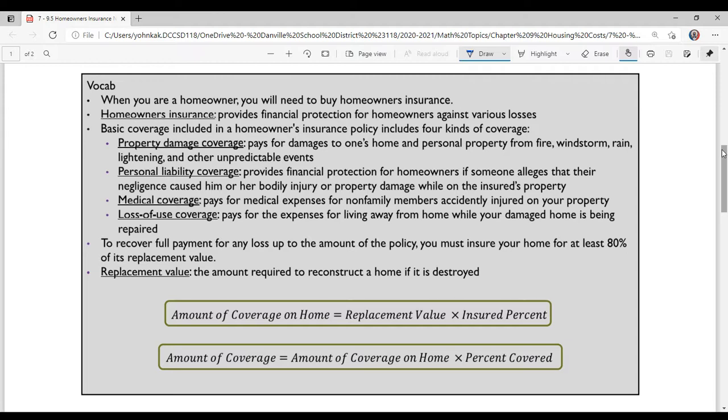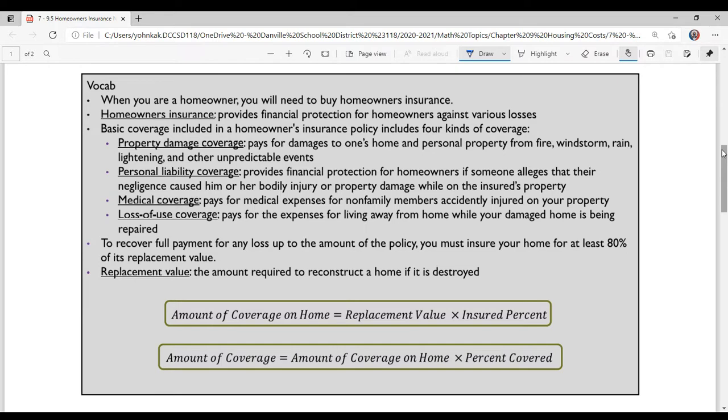This provides financial protection for homeowners if someone alleges that their negligence caused him or her bodily injury or property damage while on the insured's property. So, if, for instance, my friend comes over to my house and trips and falls and breaks their leg, they could potentially sue me for getting injured on an uneven sidewalk that I was supposed to get fixed.